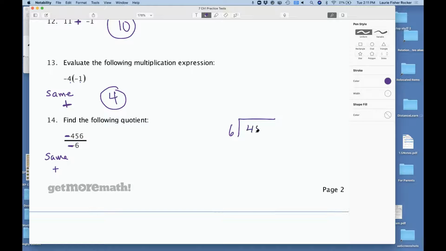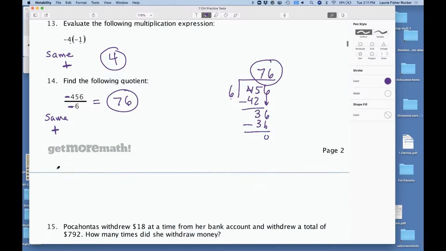6 into 456. 6 goes into 45 7 times. 7 times 6 is 42. Got carried away. 5 minus 2 is 3. Bring down the 6, so that's 36. 6 times 6 is 36. 0. If you don't know how to do long division, you might want to Google some long division strategies. This is a really good time to try to get caught up on some of that. So it's positive, right? It's same sign, positive. So it's going to be positive 76. We could put the plus in front, but we don't have to.